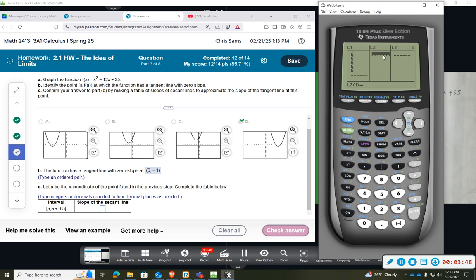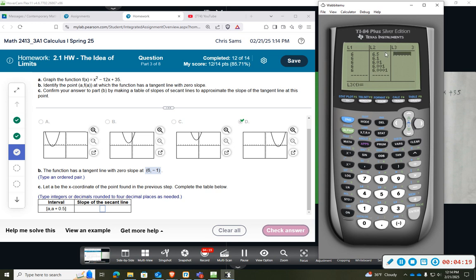Over here, I'm going to start with 6.5 because it wants us to be 0.5 above. And the going trend in the previous problems was 6.1, so we'll get a tenth closer each time. So 6.01, and then we would do 6.001, and then 6.0001. So these are my x values.